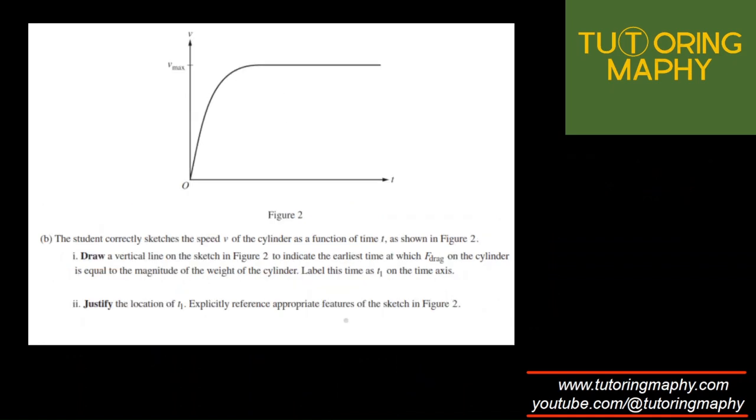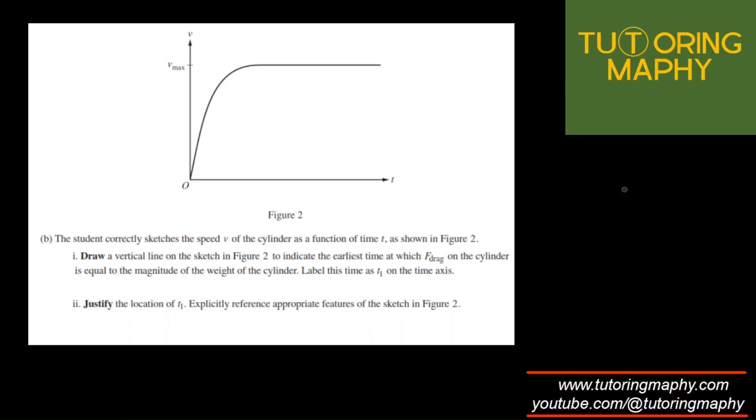Next question is, the student correctly sketches the velocity of the cylinder as a function of time. Draw a vertical line on the sketch in the figure to indicate the earliest time at which the drag force is equal to the weight, and label this time as t1 on the time axis.